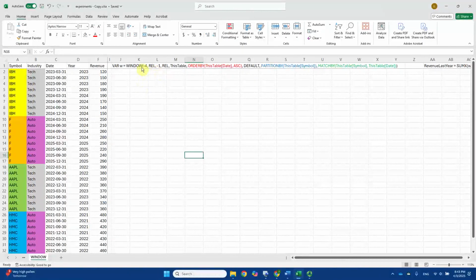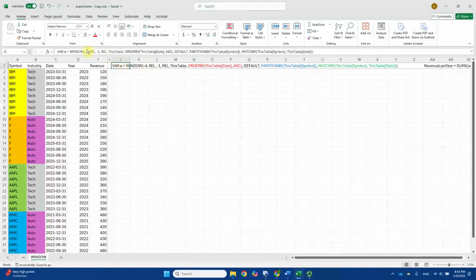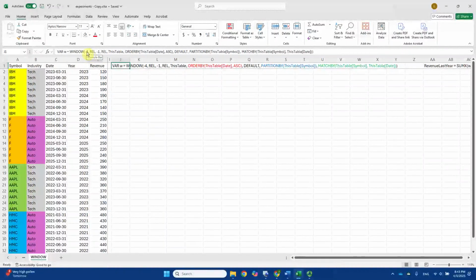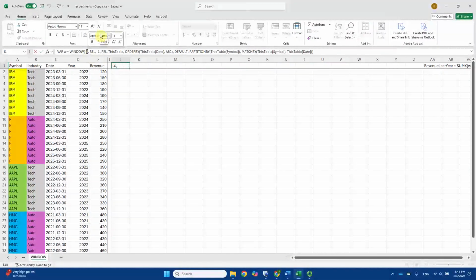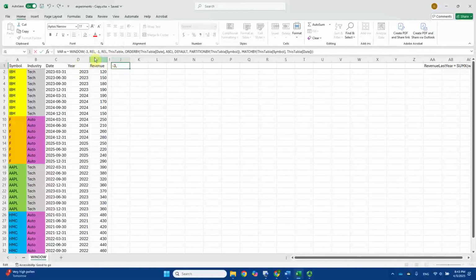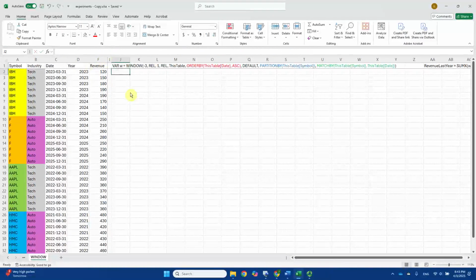Okay, so let's see if we change this to, instead of -4, let's go -3 to +1. Okay, relative position. So what does this mean? How is this window going to look?